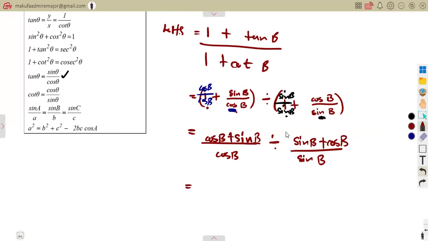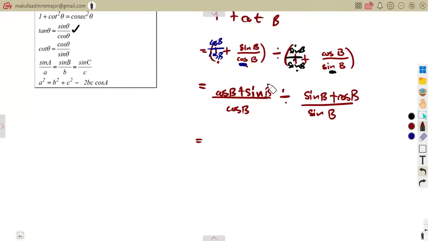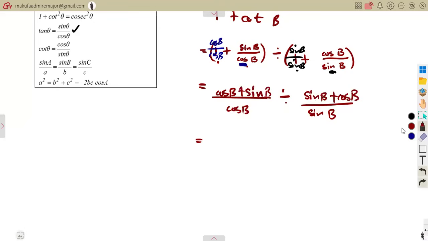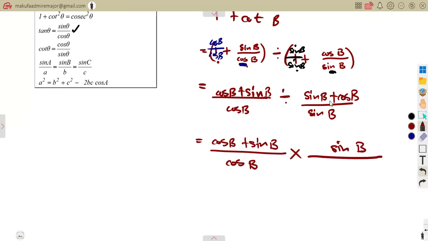Okay. There is a division, remember? And remember your fractions. If you have got a single fraction divided by a single fraction, you can introduce multiplication. Invert the second fraction. So meaning to say we are going to have the cos of B plus the sine of B, everything over the cos of B times the sine of B, everything.